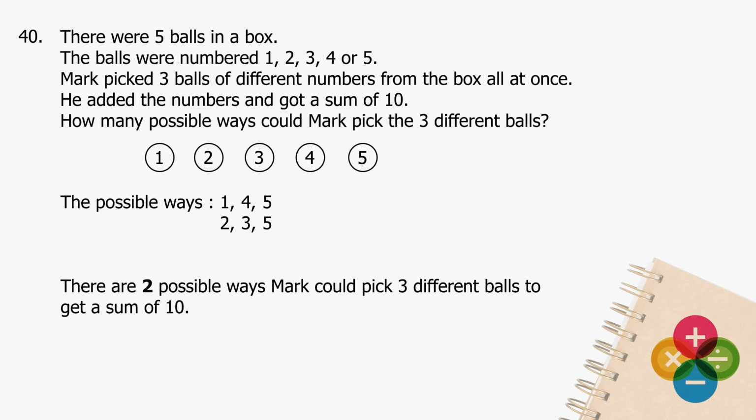The possible ways to get a sum of 10 will be balls 1, 4, and 5. Balls 2, 3, and 5. There are two possible ways Mark could pick 3 different balls to get a sum of 10.